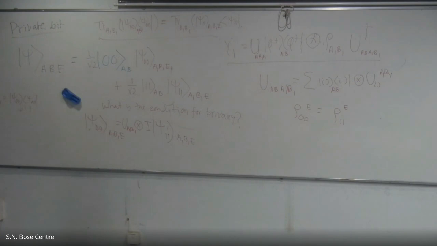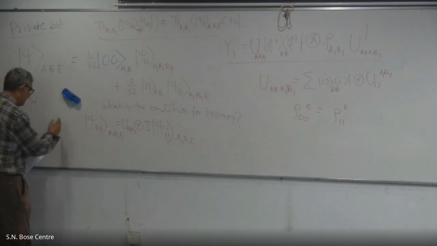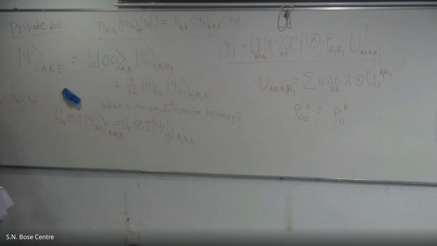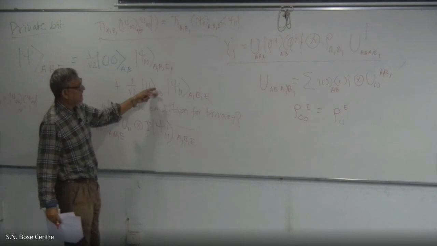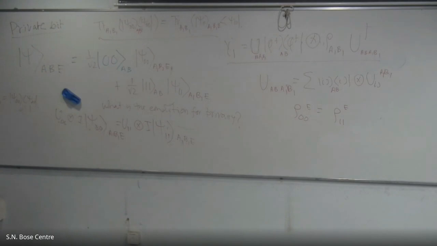Yeah. So more generally, what you can do is write it like this, but you put here U_11 in ψ00. Then also it is the same, because whatever unitary operator you apply on AB, it will not change the density matrix of E. Now, if you write this in here, then finally, if you trace over E, you will get a form like this, where E will be like this.